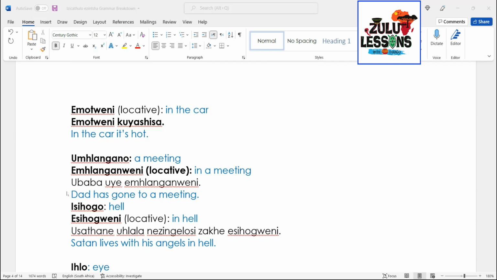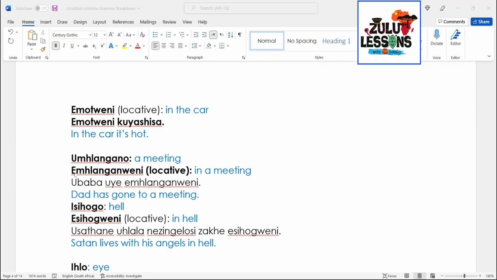So look at this example. Ubaba uye emhlanganweni. This ye here is the past tense, has gone or went. It's the same verb that we spoke of earlier, the verb ya, but in the past tense. So Dad has gone to a meeting, or Dad went to a meeting.